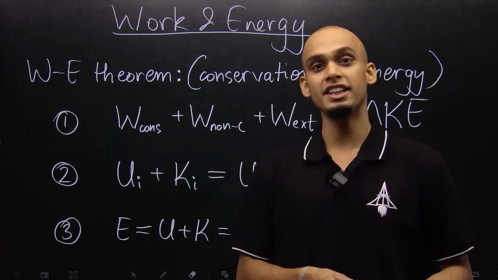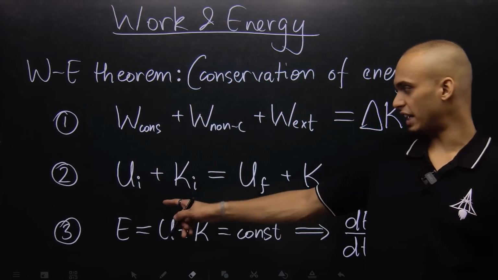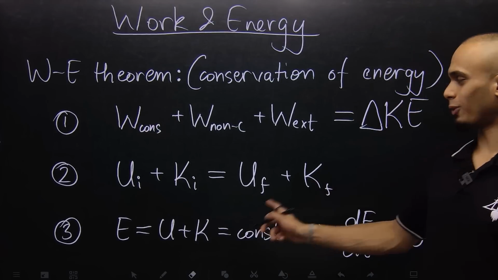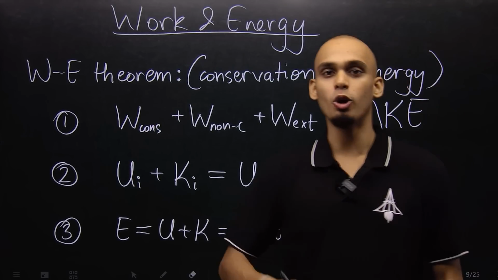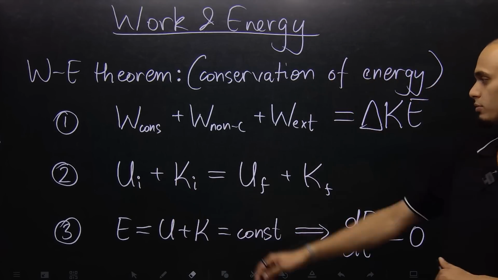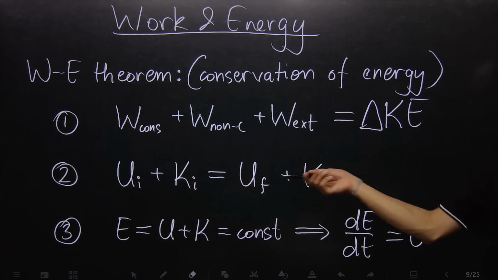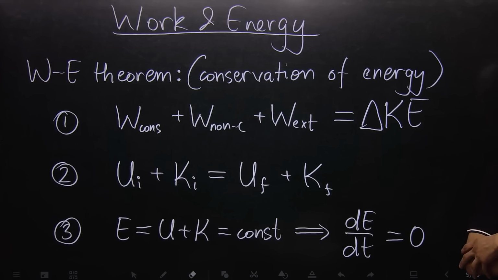The second form of work energy theorem is most widely used in problems. That is, for any motion of object, the total energy initially, that is the potential and kinetic energy, should be equal to the total energy finally after the object performs some kind of motion. This is the most widely used form of work energy theorem. So make sure that this form you are very comfortable with.